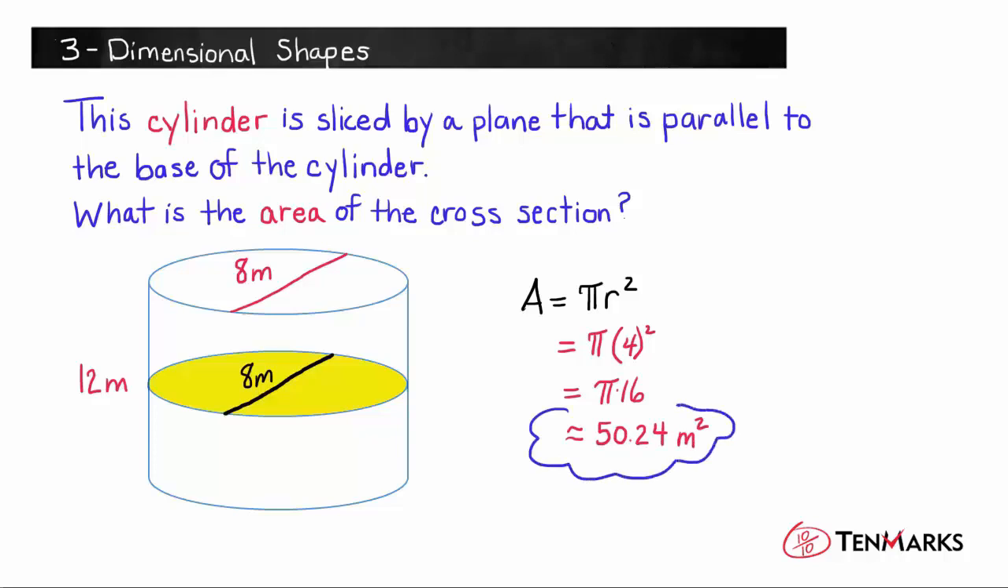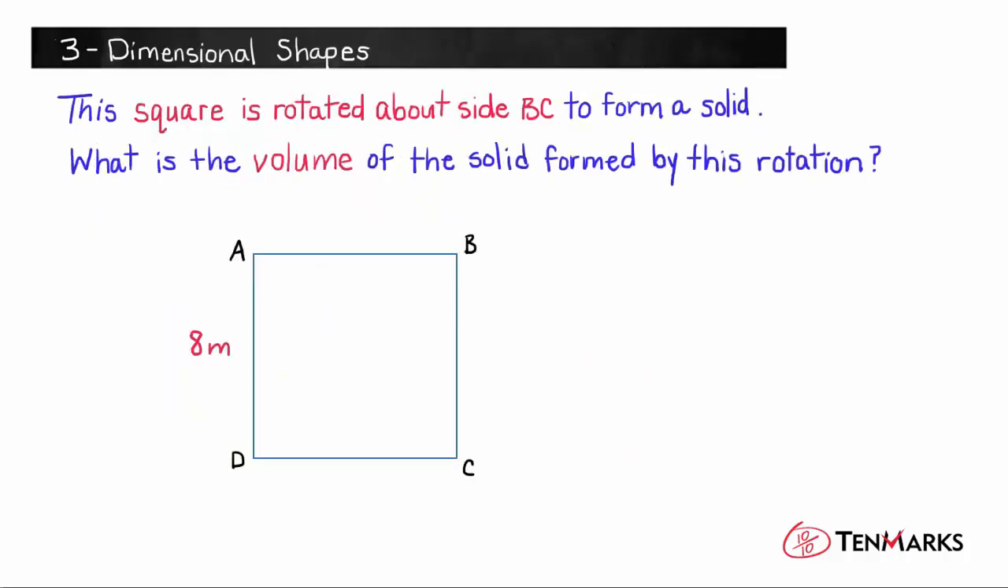Now let's take a look at another problem. This square is rotated about side BC to form a solid. What is the volume of the solid formed by this rotation? Now this question is similar to the first question we did in this lesson, where we had a rectangle being rotated using one of its sides as an axis of rotation.